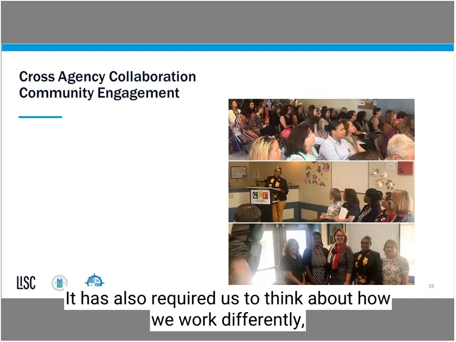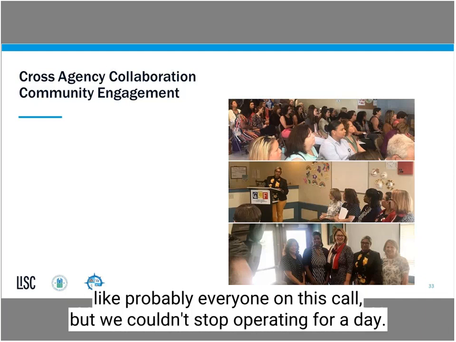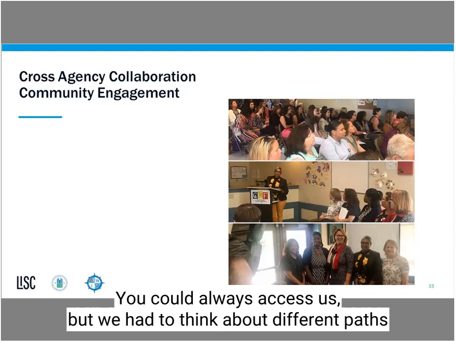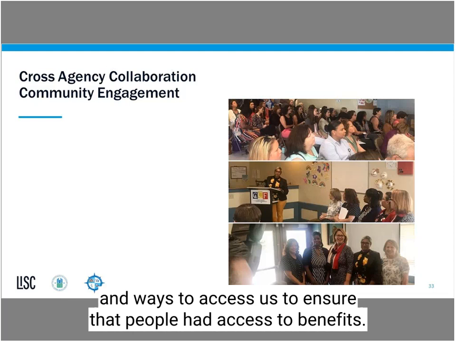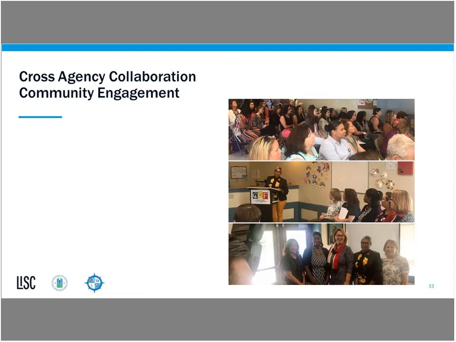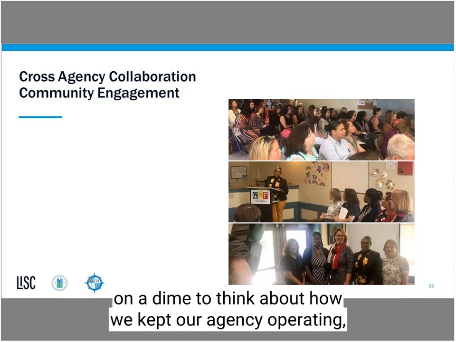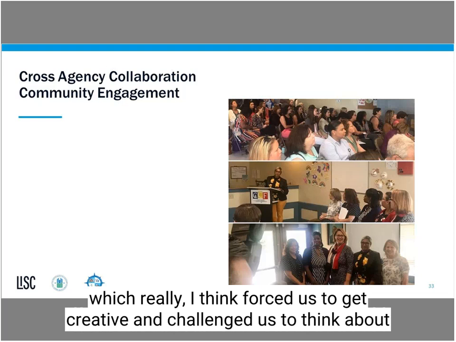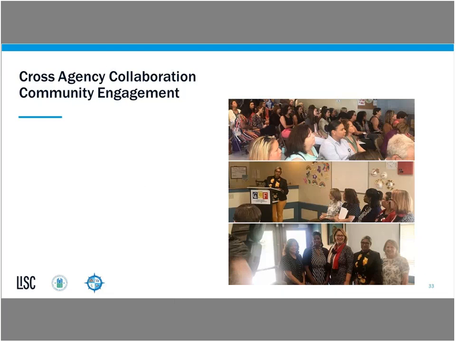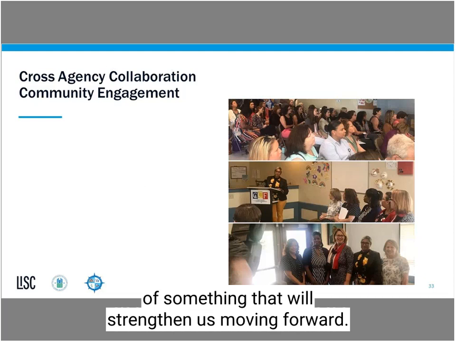It has also required us to think about how we work differently, like probably everyone on this call, but we couldn't stop operating for a day. The department never closed. You could always access us, but we had to think about different paths and ways to access us to ensure that people had access to benefits. We had to be able to pivot on a dime to think about how we kept our agency operating, which really forced us to get creative and challenged us to think about how we could do what we do without the four walls around us, and I think is another example of something that will strengthen us moving forward.